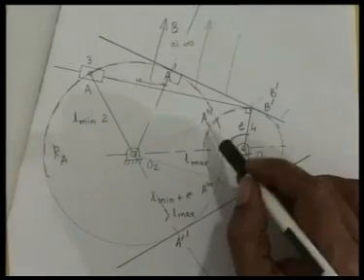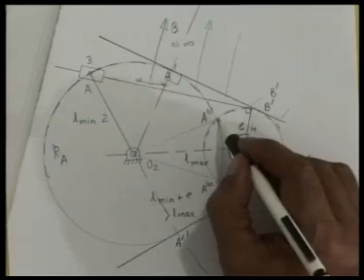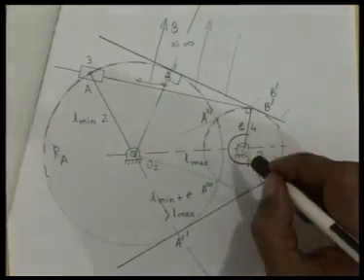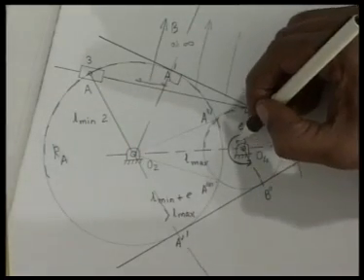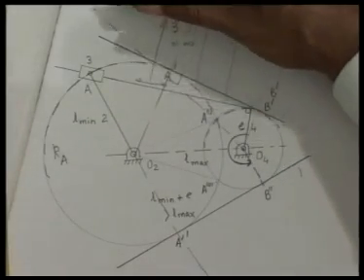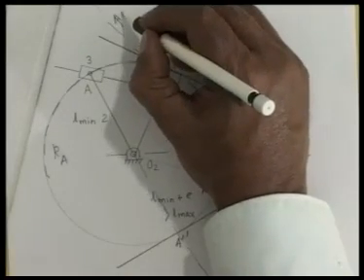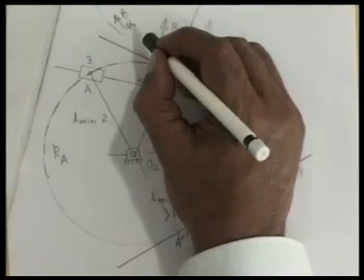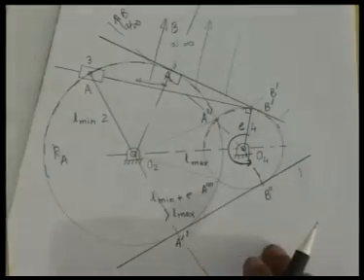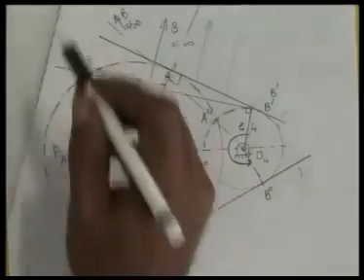Now B is moving on this circle, so B prime is also here. This point has moved to here, and O4, if I join this, the B goes to infinity in this direction, because B will always be perpendicular to the direction of sliding at infinity.